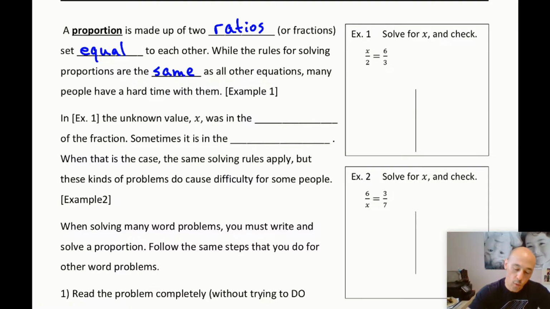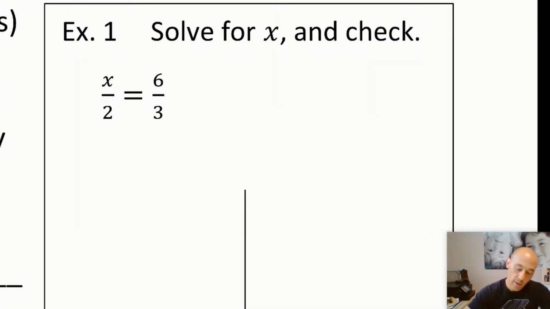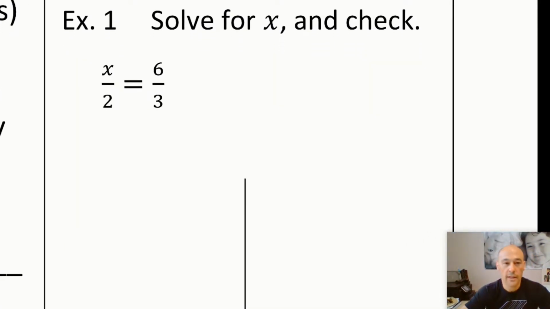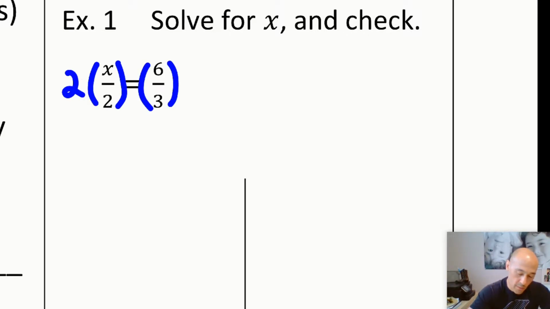Let's look at example 1. We're going to solve for x and then check. When solving a proportion, it's really just the same as a regular equation. We see here that we have x divided by 2. Well, to isolate x, we multiply by 2 because right now it's divided by 2. The inverse of division is multiplication. So we multiply by 2. Multiplying by 2 is the same as multiplying by 2 over 1.